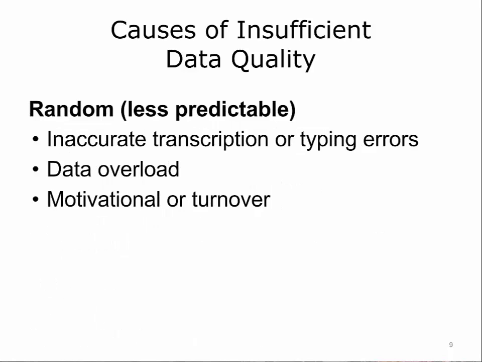Random causes occur with less predictability and can include inaccurate transcription or typing, as in free text entries, sheer data overload and the possibility of ambiguity or selection of irrelevant data, inattention or poor understanding on the part of individuals completing the entry, analysis, or data warehousing procedures.